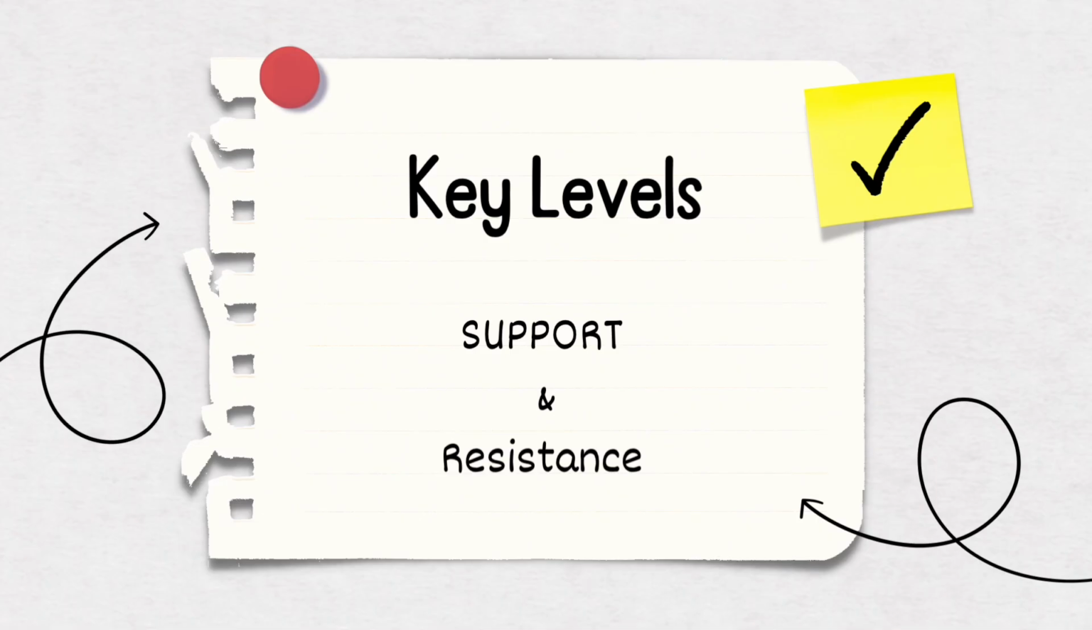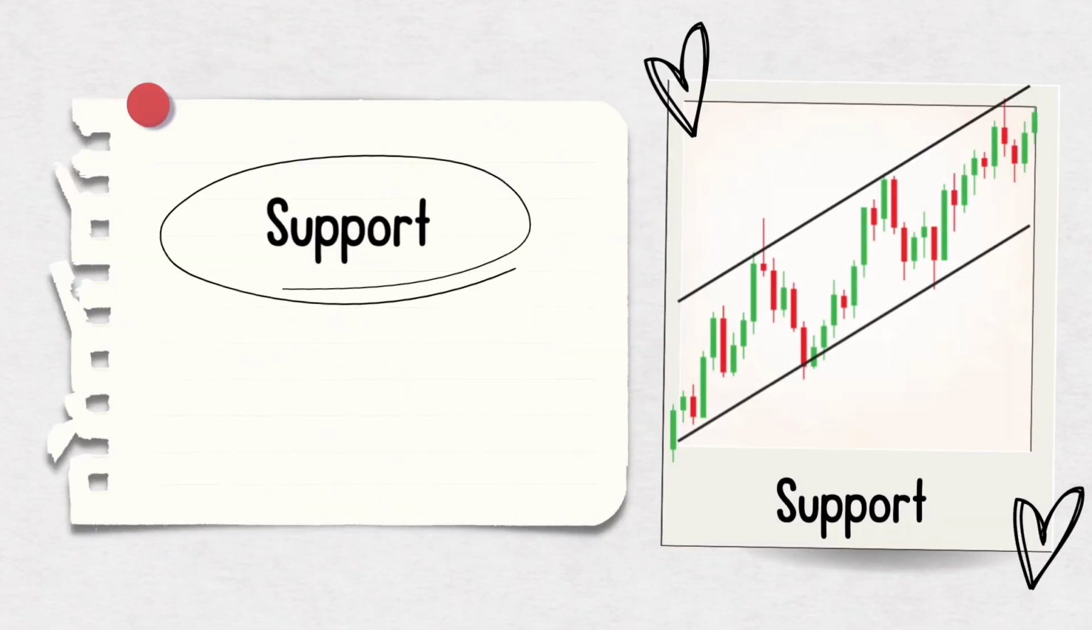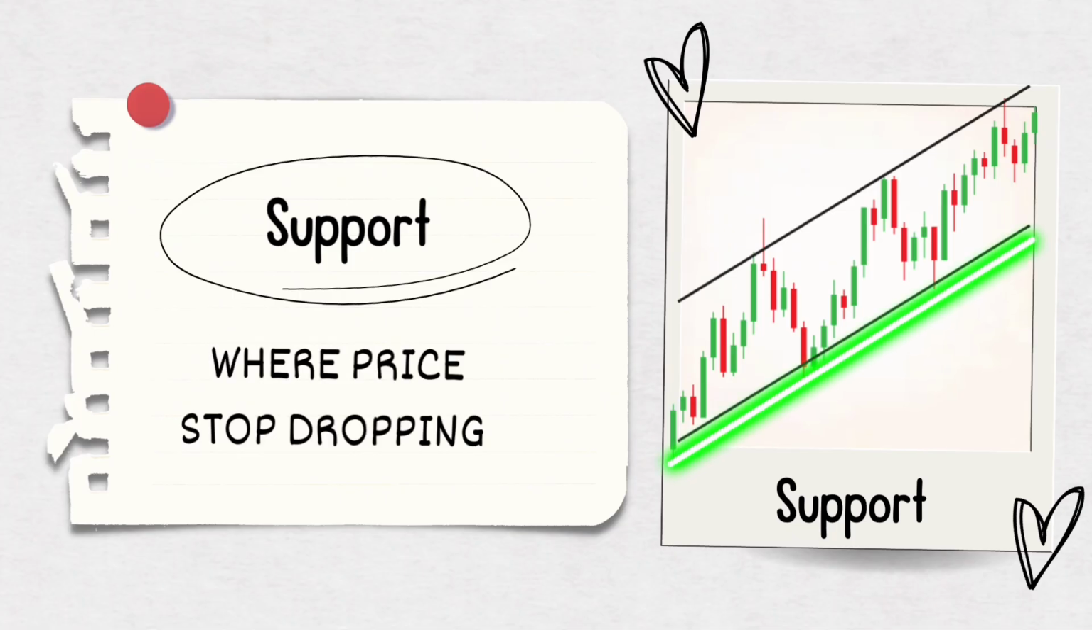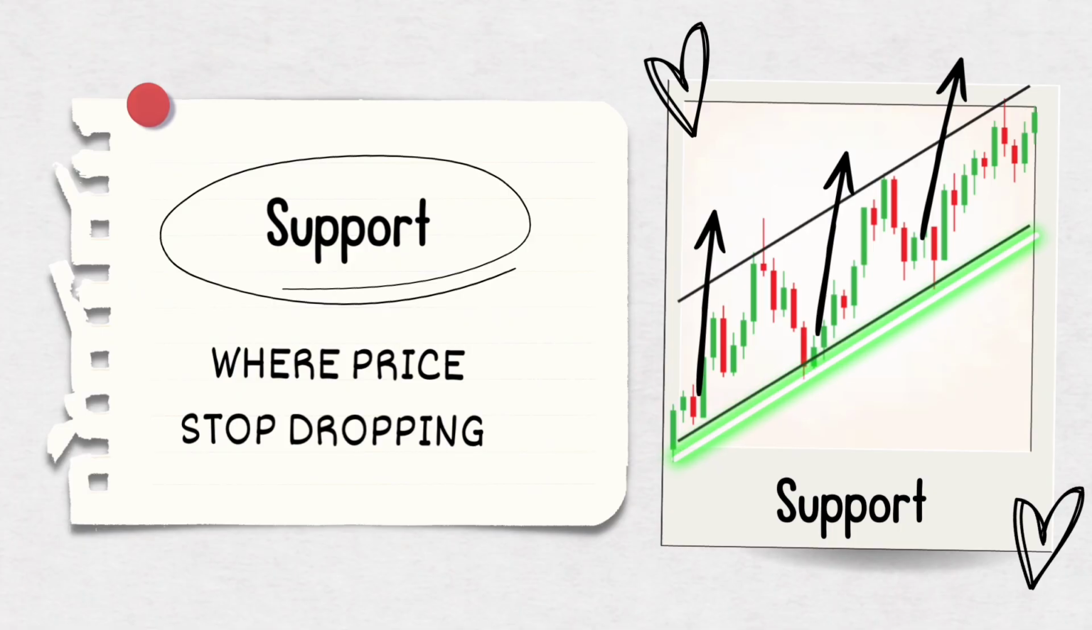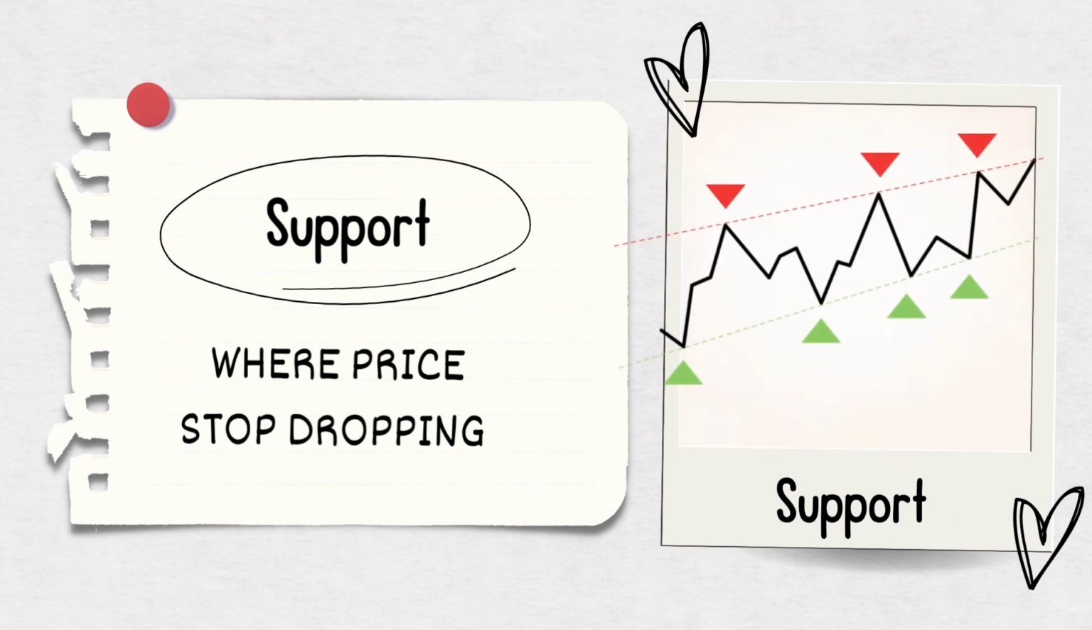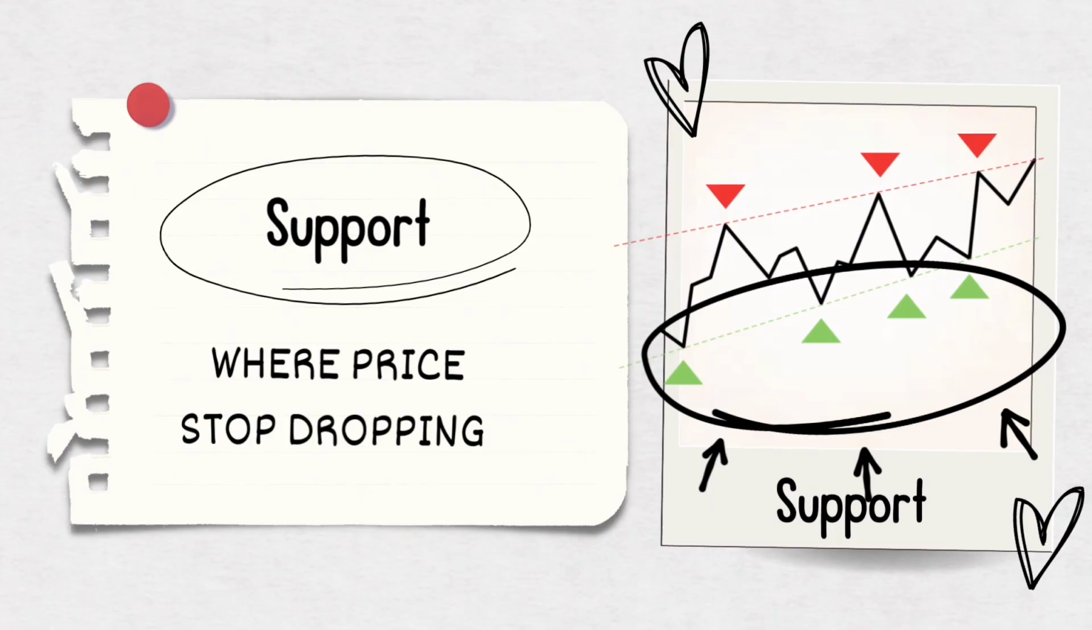So let's break this down simply. Let's start with support. What is support? Support is an area where price tends to stop falling and start to bounce. So when price is moving down, it reaches a level where buyers step in and push price back up. This level becomes support. Now here's the important part. Support is not just a random line. It's an area where buyers have shown interest before. So when price comes back to that area again, there's a high chance it will react again. It's not guaranteed, but it's possible. And that is what we're watching for.